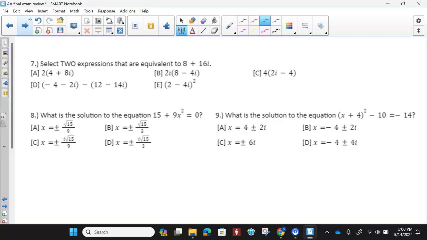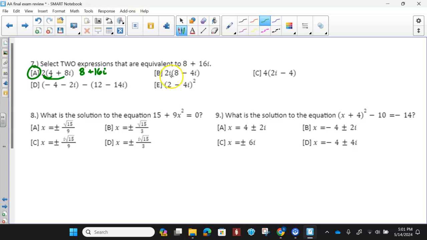Now number 7, we're going to choose 2 expressions that are equivalent to 8 plus 16i. So this is our complex number. So like A here, I've got 2 times 4 plus 8i. Well, 2 times 4 is 8, and 2 times 8i is 16i. So that's why A is one of our answers.